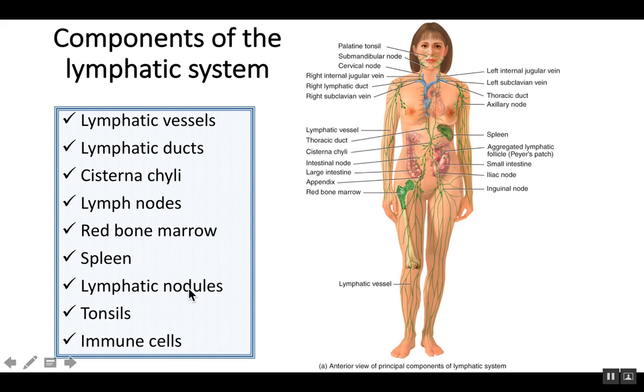Lymphatic nodules are much like lymph nodes in that they house a lot of immune cells. The difference is a nodule isn't a defined organ with a capsule, so it's more like a patch of tissue.